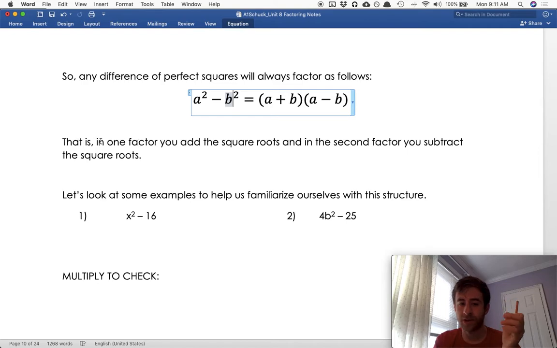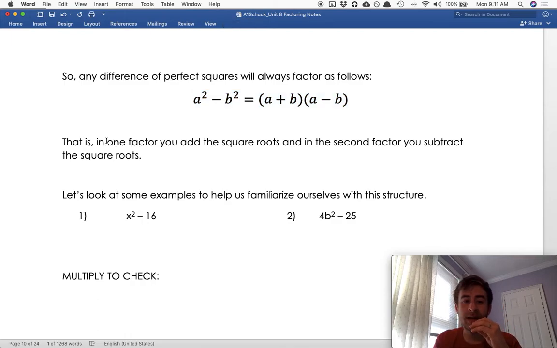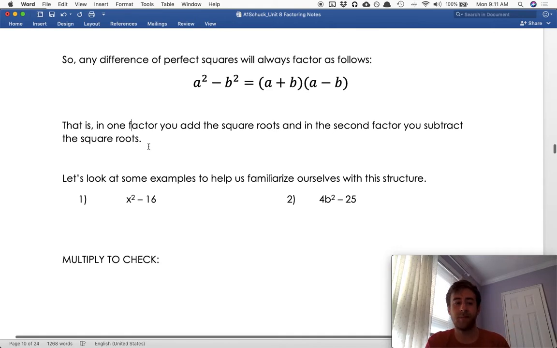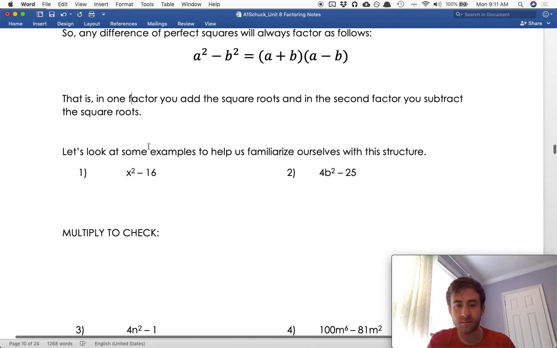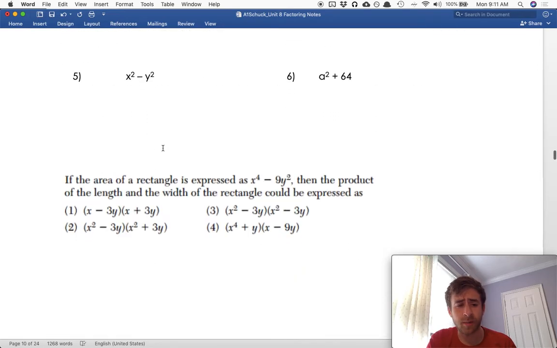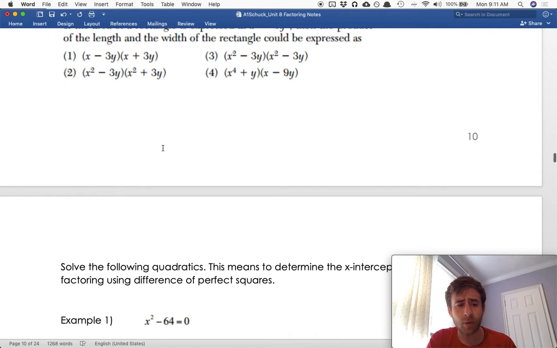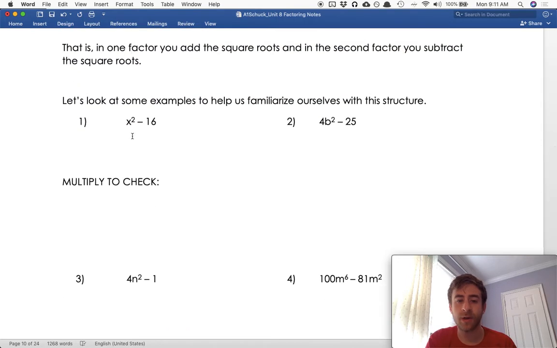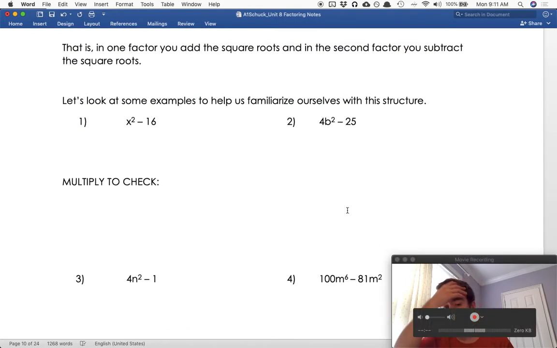So just to read off of this, any difference of perfect squares will always factor as follows, and here again is a variable way of showing it. In one factor, you add the square roots of my perfect squares, and in the second factor, you subtract the square roots, what I just said. Let's look at the four examples to start, and then we'll get a chance to do a bit more practice. I think in the next lesson, we'll be just practicing on this. So we're just going to look at questions 1, 2, 3, and 4 over here.